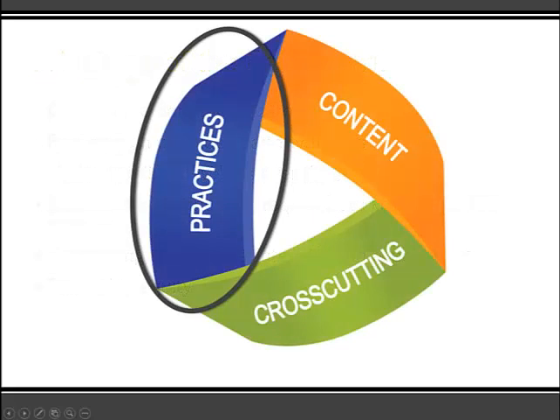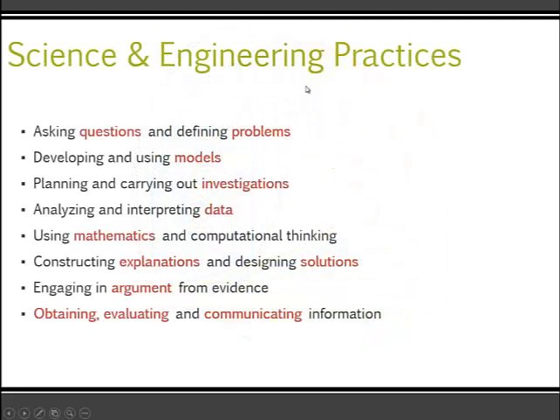So we're going to dive into the three different parts of the framework, each of the three dimensions. We're going to start with practices. There are 8 science and engineering practices that you'll read about, I believe, in chapter 3. The 8 science and engineering practices are asking questions and defining problems, developing and using models, planning and carrying out investigations, analyzing and interpreting data, using mathematics and computational thinking, constructing explanations and designing solutions, engaging in argument from evidence, and obtaining, evaluating, and communicating information.